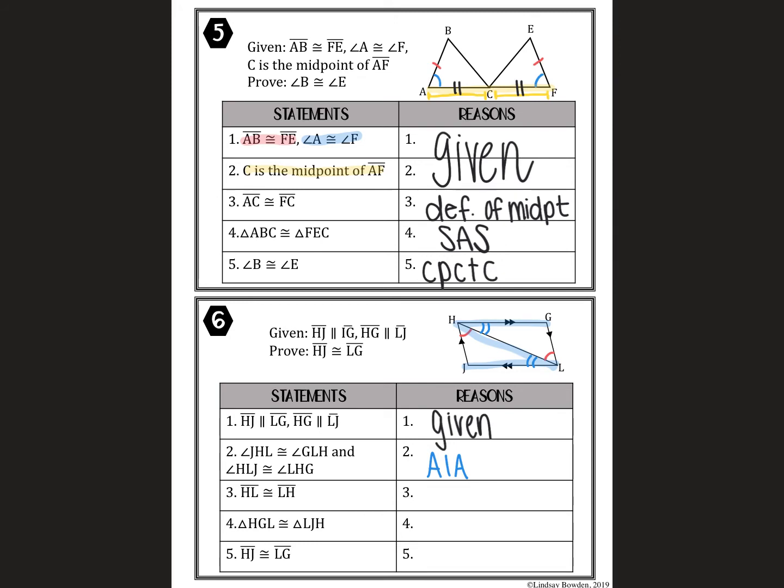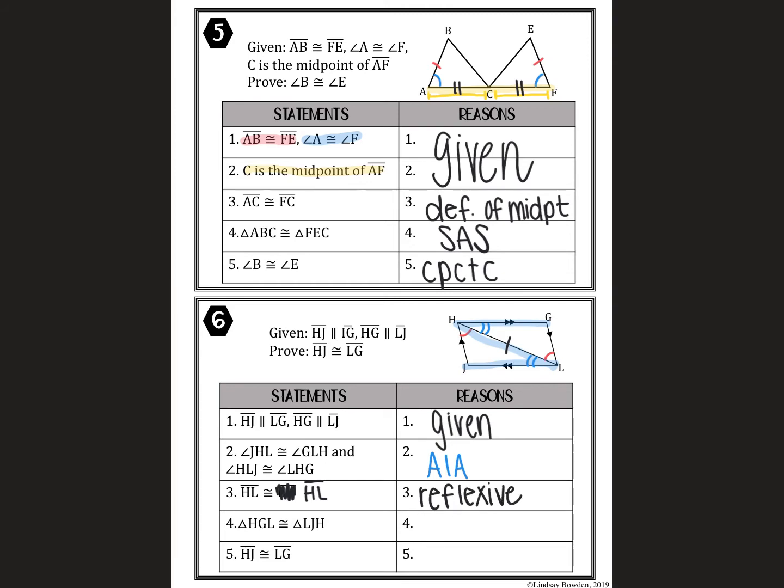After you use your given, we look for vertical angles, which we don't have, or a line that the two triangles share, which we do have. So we have this line HL that they share, so we can mark that. Again, I really don't like how they've written this. We want it to look the exact same both times, and we call that reflexive.